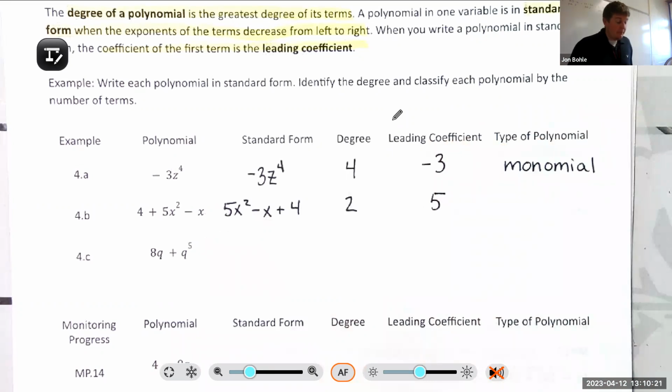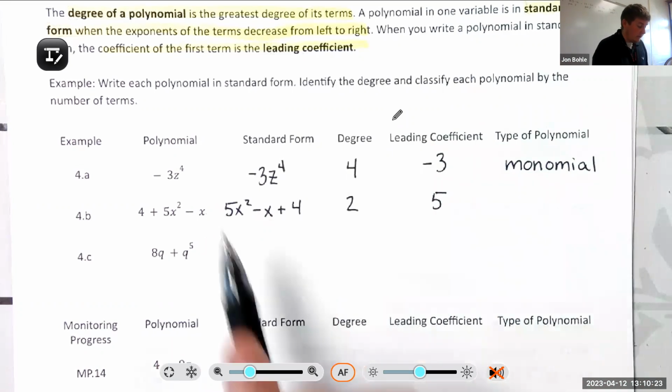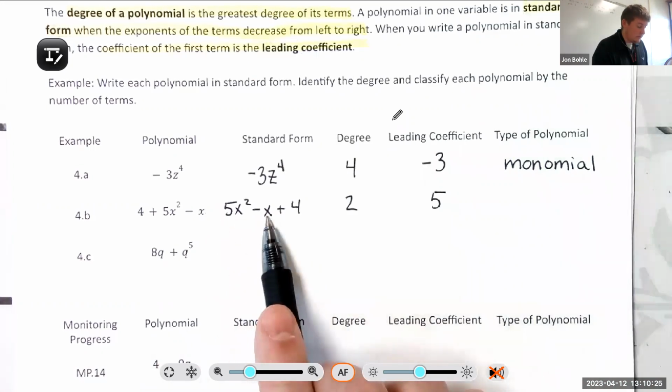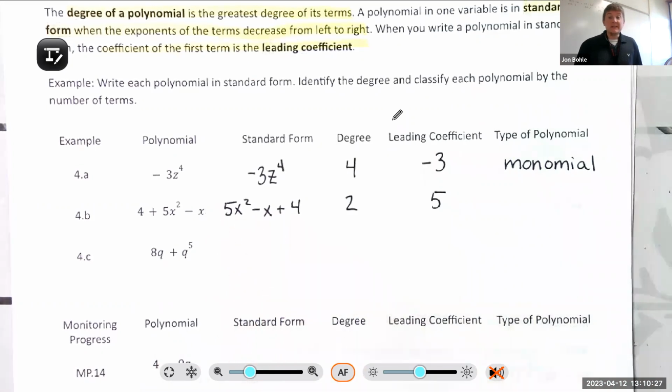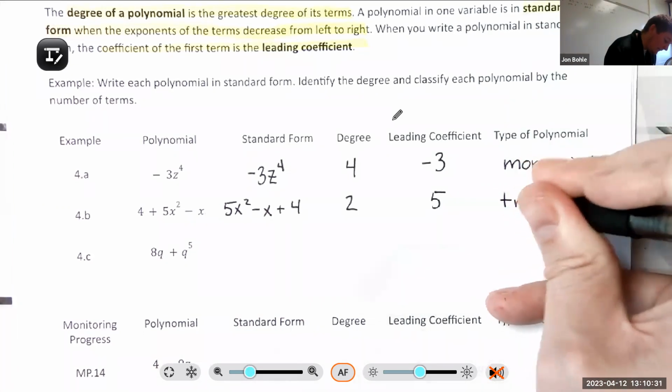Okay, then the type of polynomial. Well, how many terms do I have? 1, 2, 3. I have 3 terms. Since I have 3 terms, that is going to be considered a trinomial.